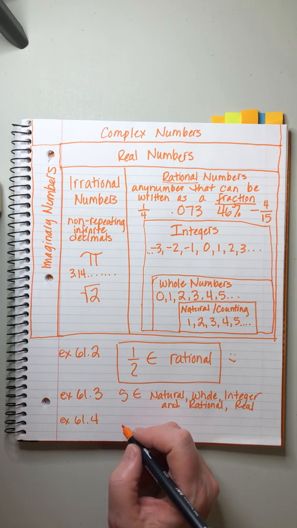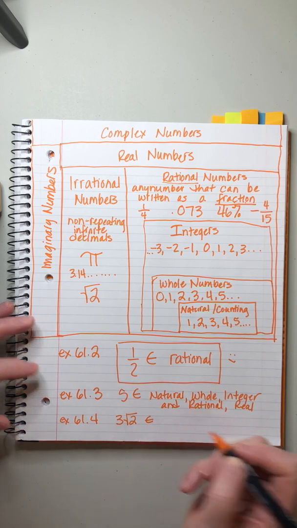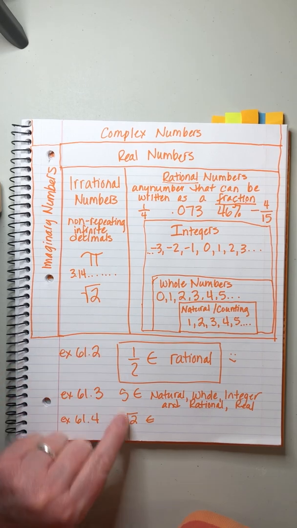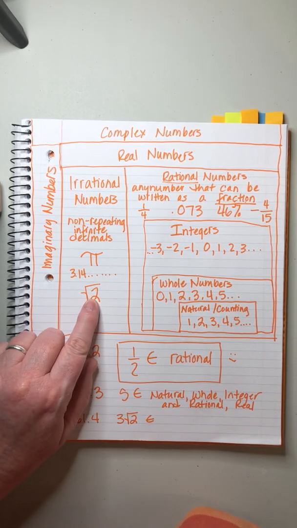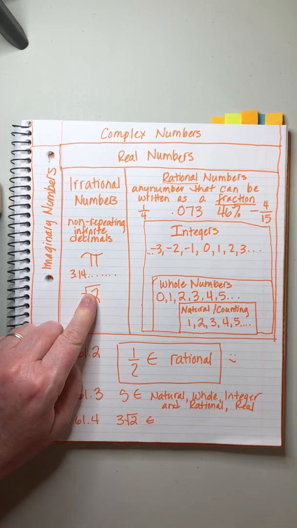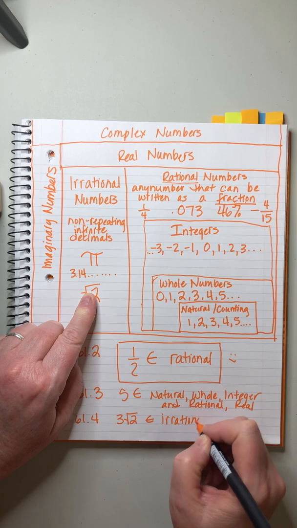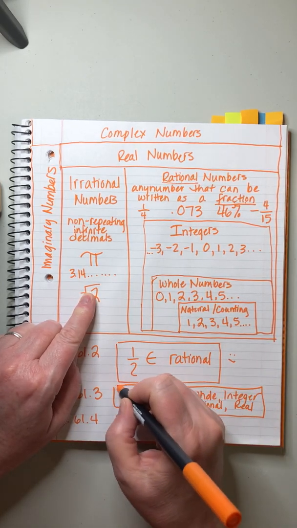61.4. 3 square root of 2 is an element. Aha! Square root of 2, that is a trigger. Look, there it is right there. So multiplying that square root of 2 by 3 doesn't change anything. It still is going to have infinite non-repeating decimals. And so we know this is an irrational. And by the way, these are all right. I would not steer you wrong.